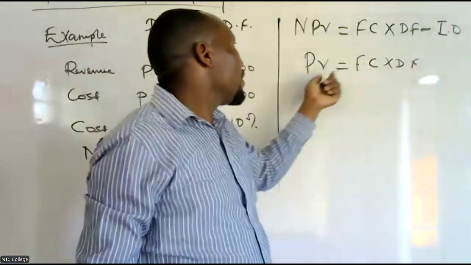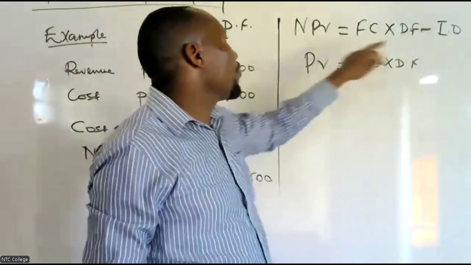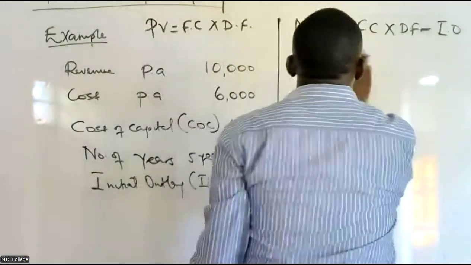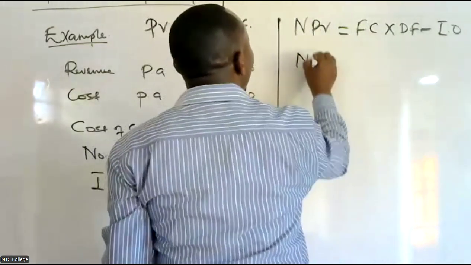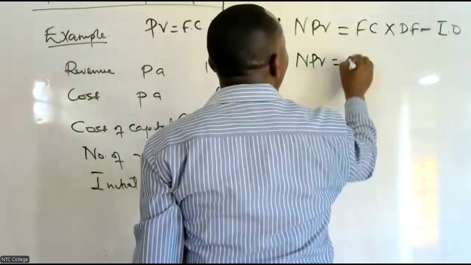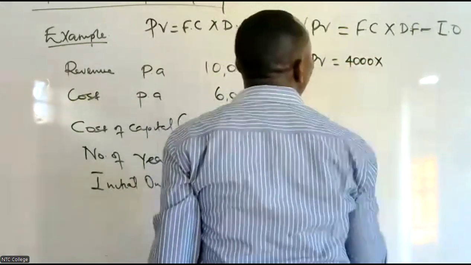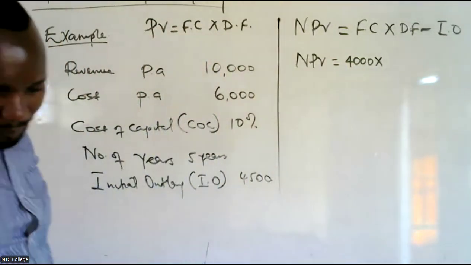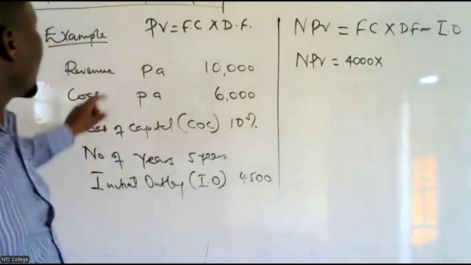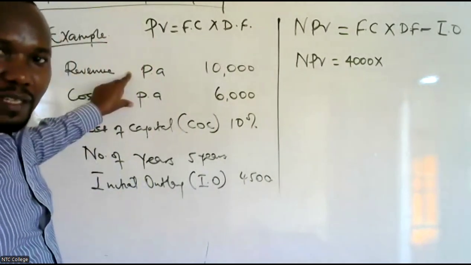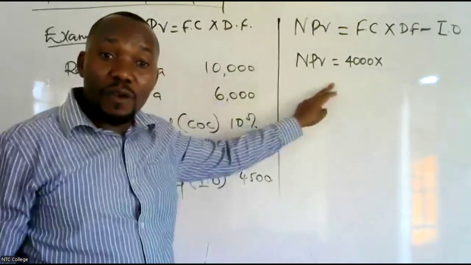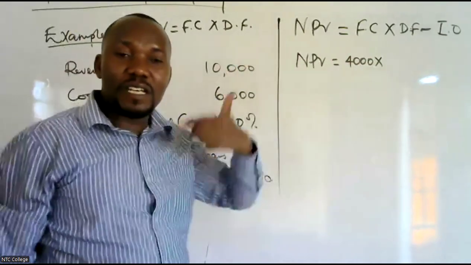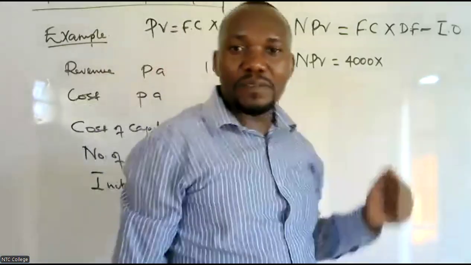Usipotoa hii, it is just the present value, not net present value. It becomes net when you deduct this. So therefore, we can now calculate that. So let's talk about our NPV now. NPV is equal to our free cash flow. We said that it is 4,000 times the discounting factor. What is the discounting factor? We are told that we are getting this revenue per annum, yearly. So that means that even profit is also yearly for the next 5 years. So every year we are getting profit or free cash flow of 4,000 for the next 5 years.